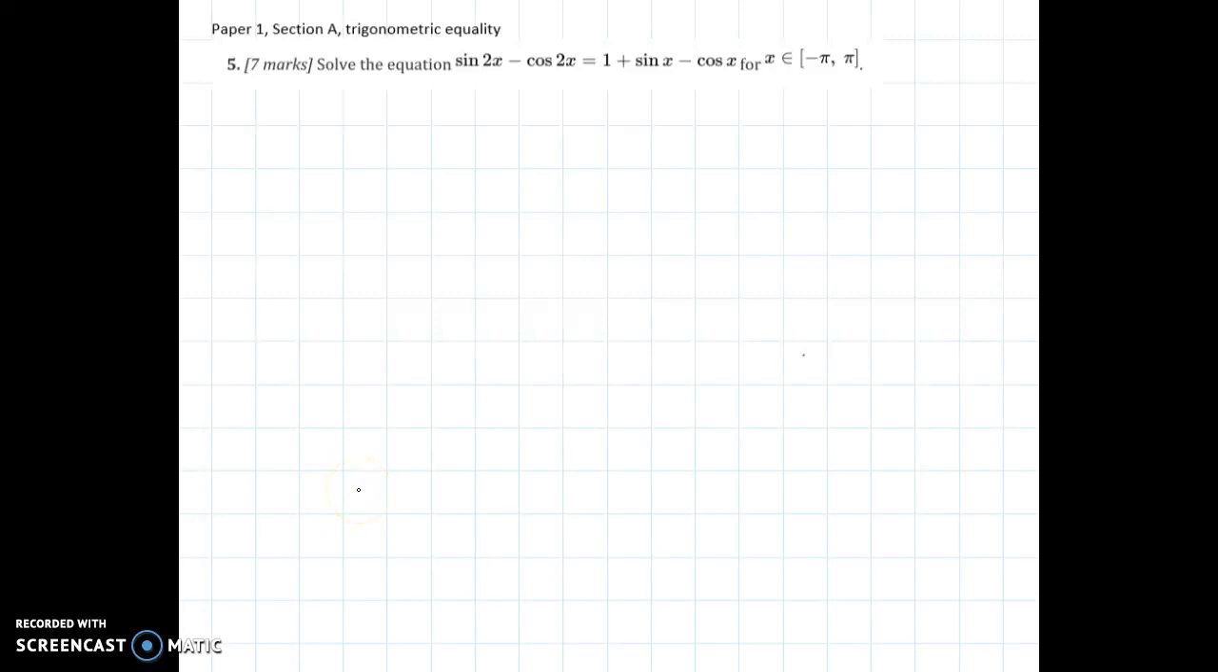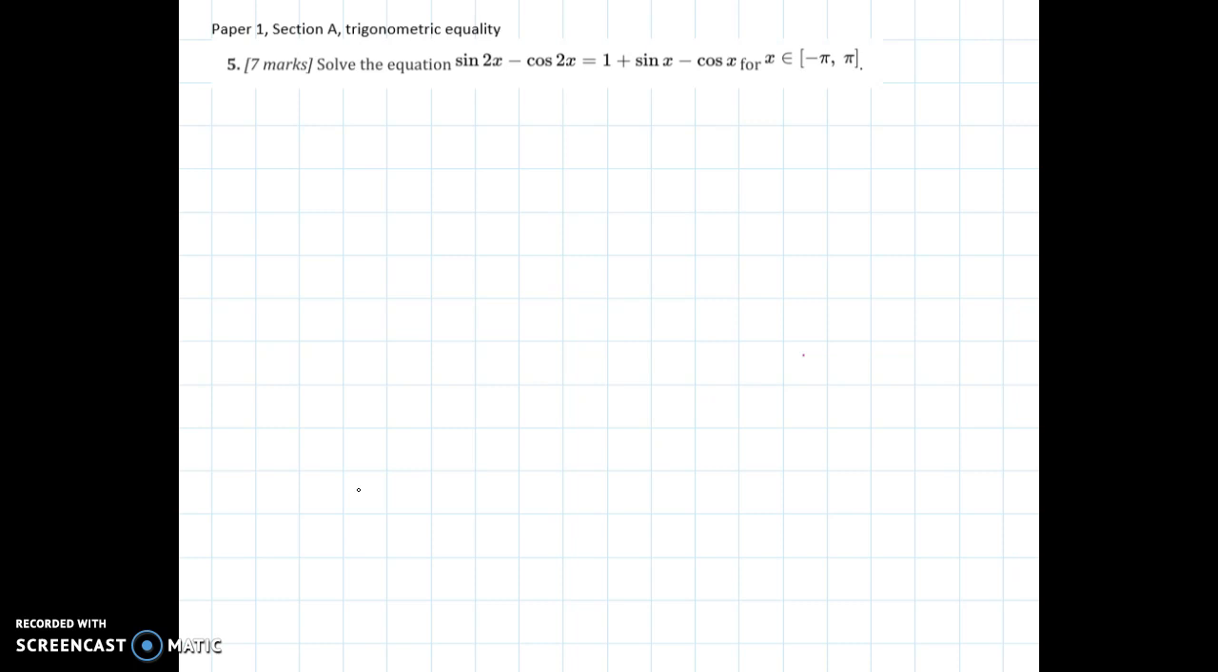This paper one short question is a trigonometric equality to solve. We want to find for which values of x between minus pi and pi, including both ends, sine of 2x minus cosine of 2x is the same as 1 plus sine of x minus cosine of x.